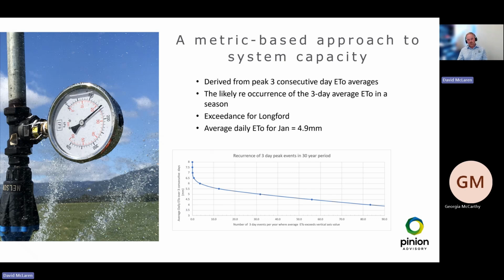So when it comes to system capacity, you look at this 30 years of data and say, well, 7 to 8 mil per day is going to be a sensible system capacity for that machine in this area, based off 30 years of weather data.